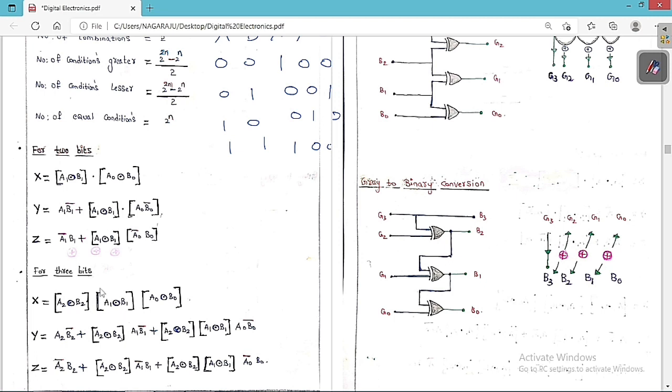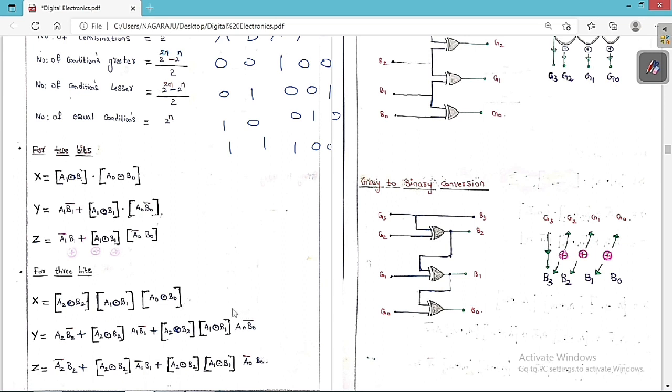Suppose if you want to write for 3 bits, how you have to write is very simple. X is equal to A2 XNOR B2 into A1 XNOR B1 into A0 XNOR B0. Similarly, Y is nothing but A2 B2 bar plus A2 XNOR B2 into A1 B1 bar plus A2 XNOR B2 into A1 XNOR B1 into A0 B0 bar. Similarly, Z is equal to A2 bar B2 plus A2 XNOR B2 into A1 bar B1 plus A2 XNOR B2 into A1 XNOR B1 into A0 bar B0.